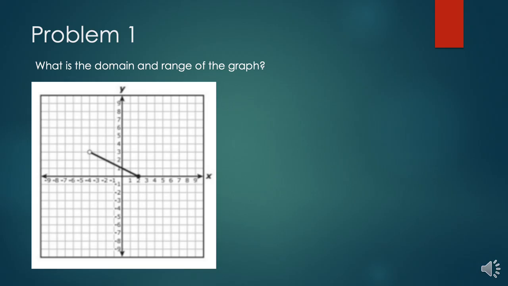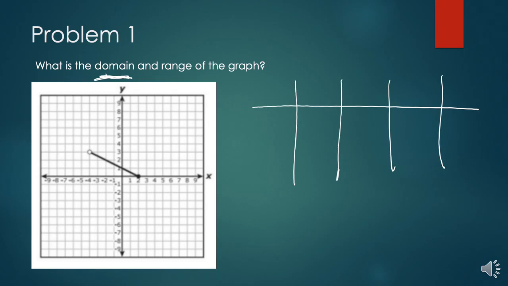So the first part is we're going to find the domain of this graph here. So I'm going to set up my chart just in case you want a graphic organizer. So least, choose your sign that you're going to use depending on the point or the arrow, and greatest. So remember, we always write the domain from least to greatest, and then we also write the range from least to greatest.